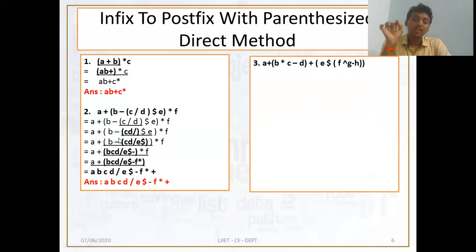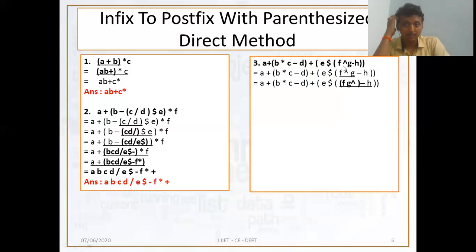Sir, that inner bracket, right? That inner bracket. Okay, so solve it. The inner bracket contains two operators, F caret G and minus H. So which operator contains the higher precedence? Minus? No. Caret, right? Because according to the precedence table, plus minus, division star, dollar, arrow caret, it contains the higher position. So solve this first. So we are solving FG caret.